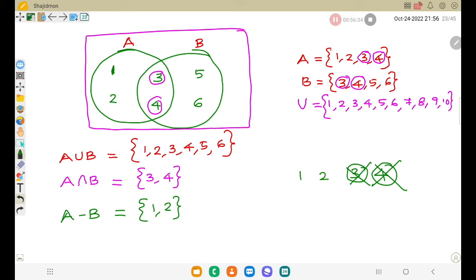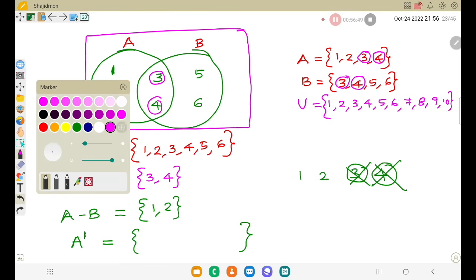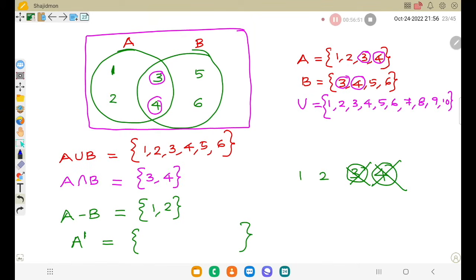Now next we need to do A complement. A complement, or A dash, what is the meaning of A complement? Not in A, correct? That number should not be from the A set, but it should be in the universal set. So from the universal set delete the numbers of A. What are the A numbers? 1, 2, 3, 4, correct? So 1 delete from the universal set, 2 delete, 3 delete, 4 delete.